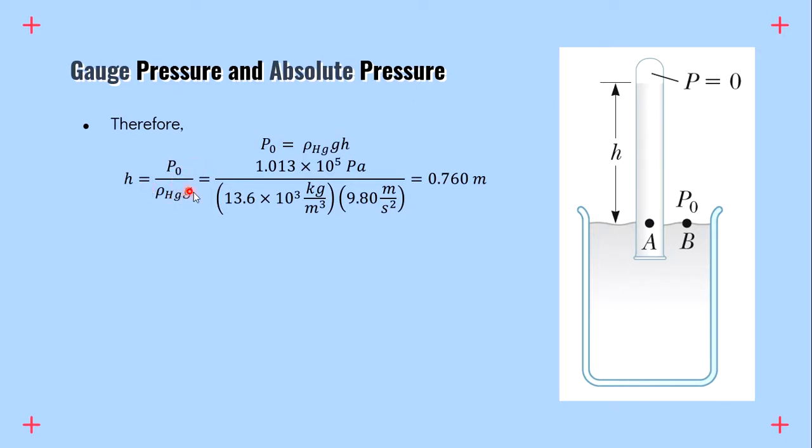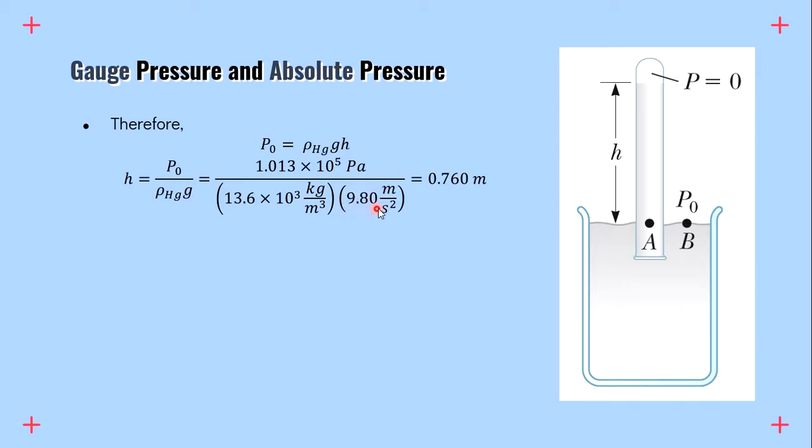So going back, the pressure at point O should be atmospheric because it's open to the air. So the atmospheric pressure is 1.013 times 10 raised to 5 pascals over 13.6 times 10 raised to 3, that is the density of your mercury, times g, which is 9.8 meters per second squared. Please don't use this when doing your calculations during exams or quizzes. We use 9.81, not 9.80.